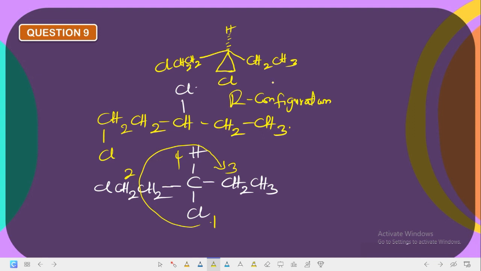So of course, from this R configuration, you can now name the compound. In most cases, you just put R, then you call the name of the compound. Like this case is 1,3-dichloropentane. So don't just put R configuration, put R-1,3-dichloropentane. Is that understood? Call the name of the compound. Now, this is R configuration, and then we move further.